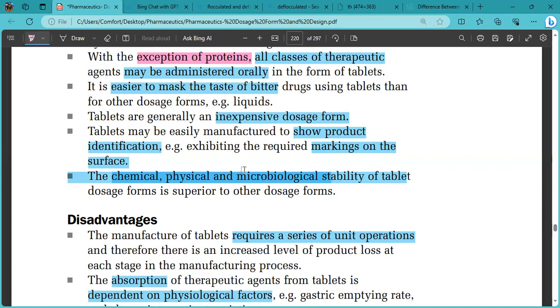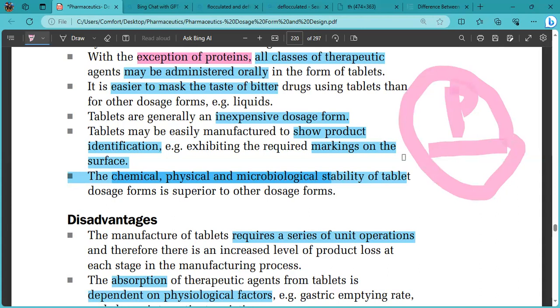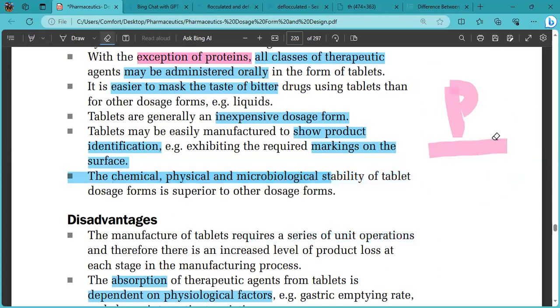It's also easier to show product identification, because you can mark the surface of the tablet. If you have a marked punch, you can have it embossed or engraved, like paracetamol, which usually has a P on it, or a dotted line, so that in case you have to divide it to get the normal dosage, it has a demarcated line where you can divide it. These unique markers make it so that you don't confuse just any white tablet for paracetamol, as opposed to other dosage forms.